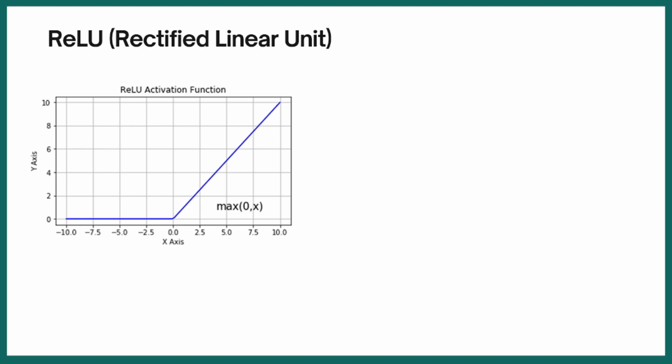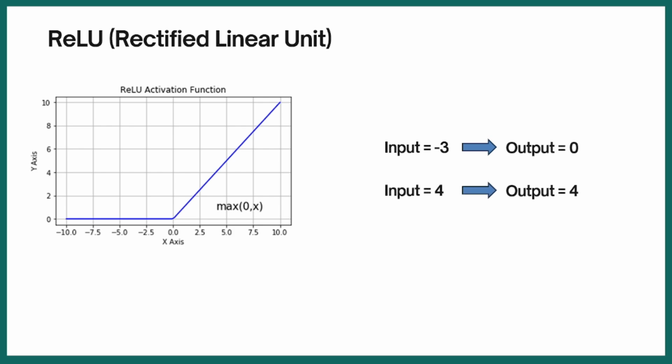For example, if you're processing image data, ReLU helps the network focus on important features while ignoring irrelevant ones. If the input is -3, ReLU outputs 0. If the input is 4, ReLU outputs 4. It's as simple as that.